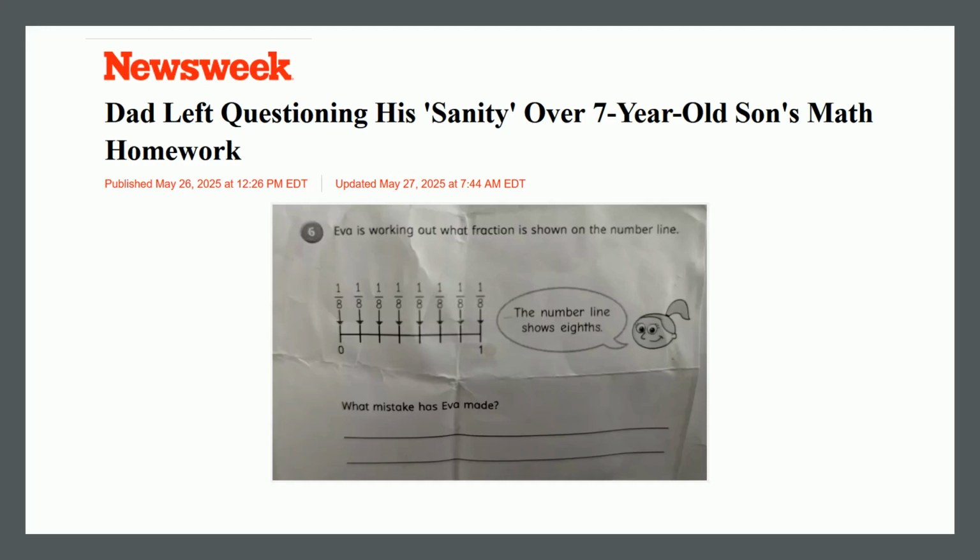How's it going, everyone? There was recently an article in Newsweek about a father who was so stumped by his 7-year-old's math homework that he was left questioning his own sanity. So let's take a look at this homework and see what went wrong. The mistake that the father made is actually a very common error done in mathematics.